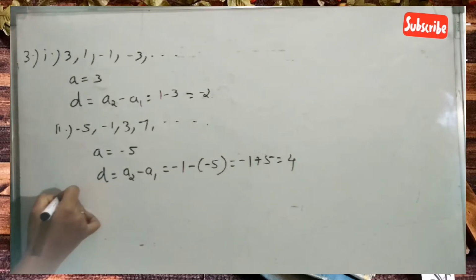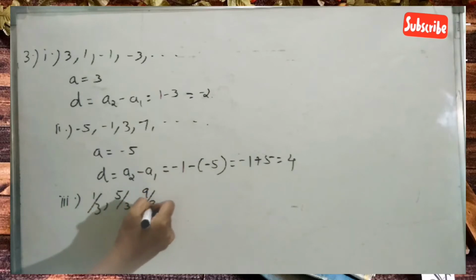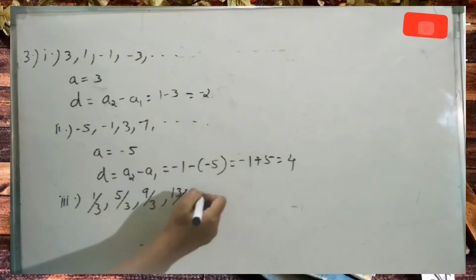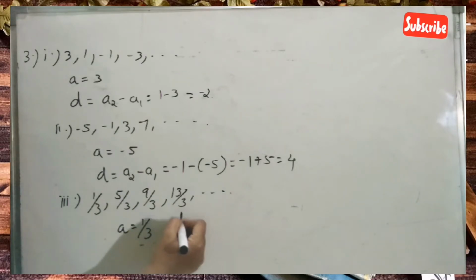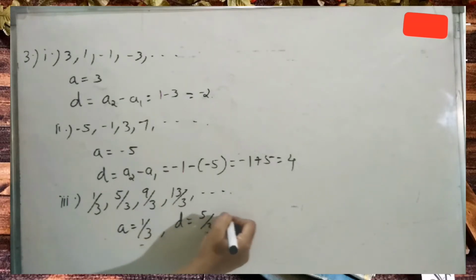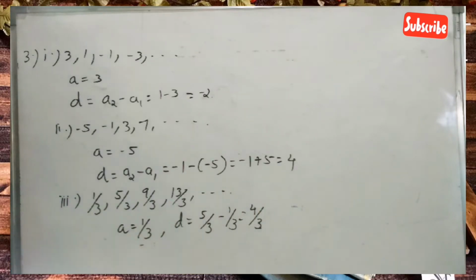Now third sub question, 1 by 3, 5 by 3, 9 by 3, 13 by 3, etc. So A is equal to 1 by 3 and D is equal to a2 - a1, that is 5 by 3 - 1 by 3, which is equal to 4 by 3.